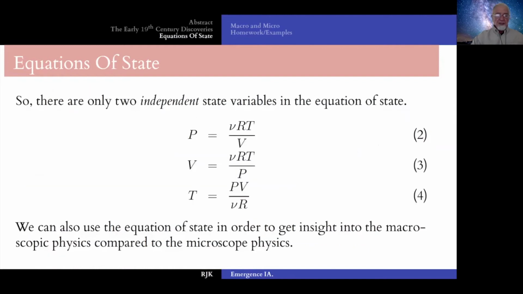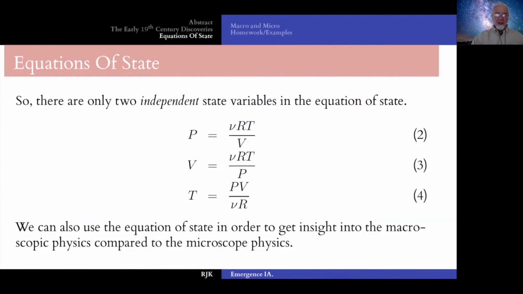So there are only 2 independent state variables in the equation of state. You can determine pressure in terms of temperature and volume. You could determine volume in terms of temperature and pressure. You get temperature in terms of pressure and volume. So any of these, there's only 2 independent, and you can choose whichever 2 you want to.